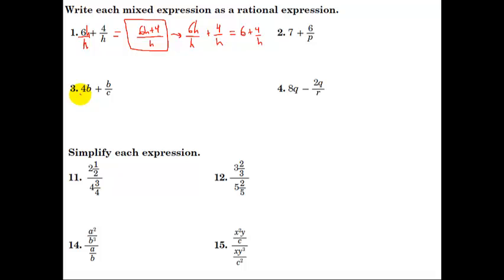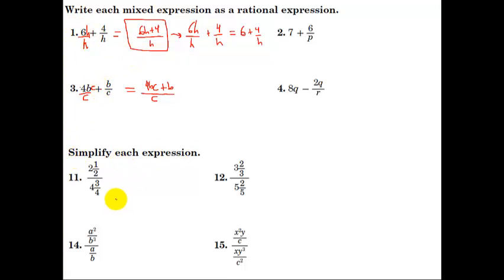Let's try number 3 as well. We need a common denominator, which is a c. So we have a c here, we add a c here, and we get 4bc over c plus b here. Okay, so numerator 4bc plus b, 4bc plus b divided by c. So all these are kind of the same. You just get a common denominator and then you combine them together.